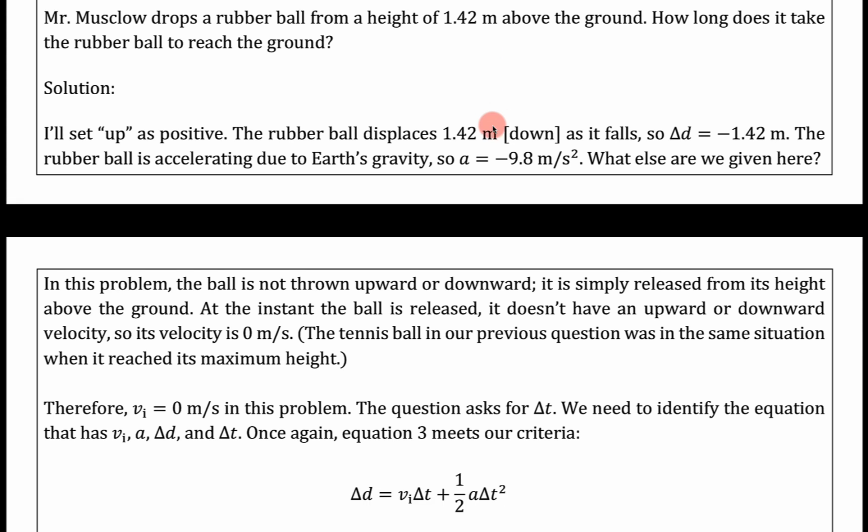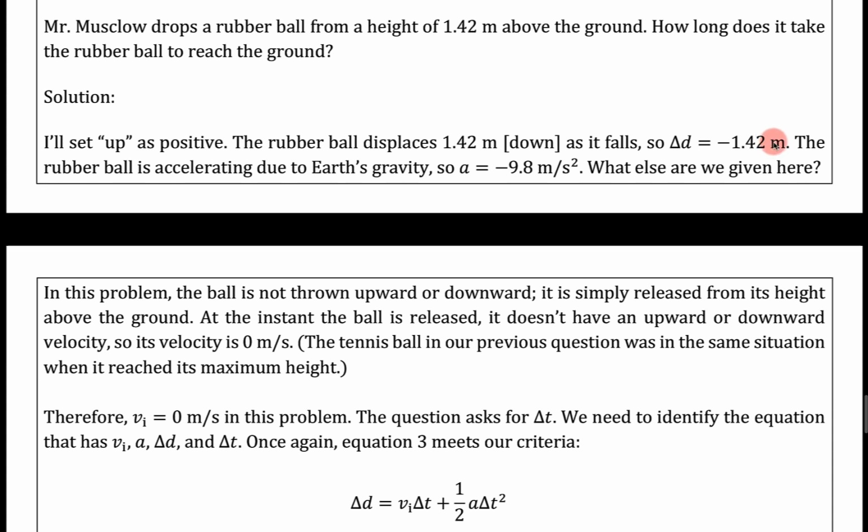But again, let's just write down what we know here. We'll set up as positive. The rubber ball's displacement is minus 1.42 meters because its displacement is 1.42 meters down. A is minus 9.8 meters per second squared. So we've written two pieces of information. We need a third. So what else are we given in this problem?